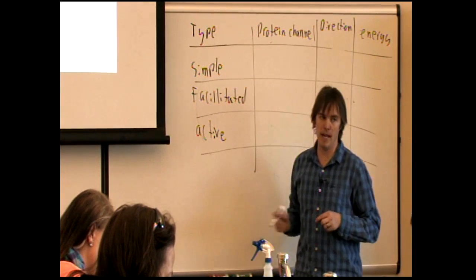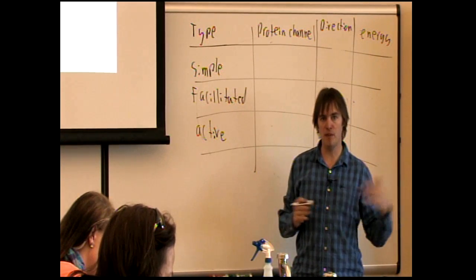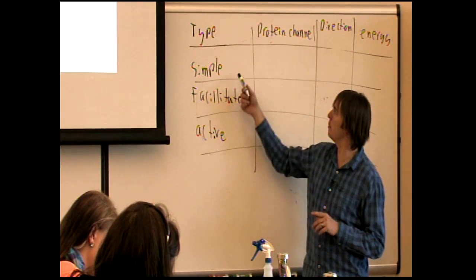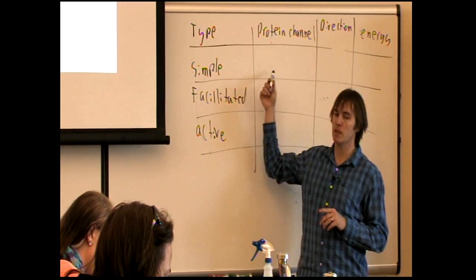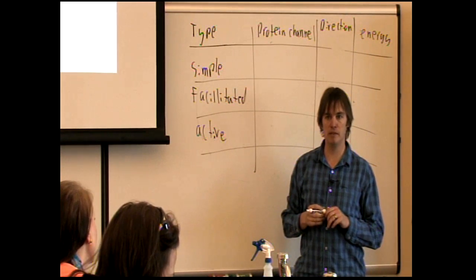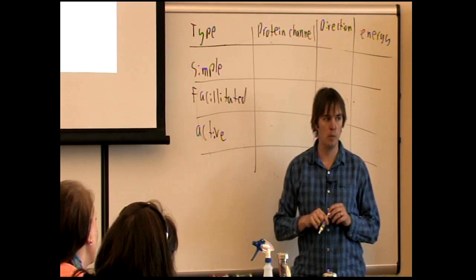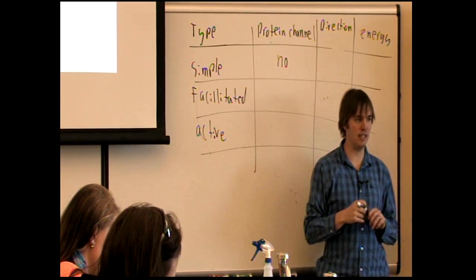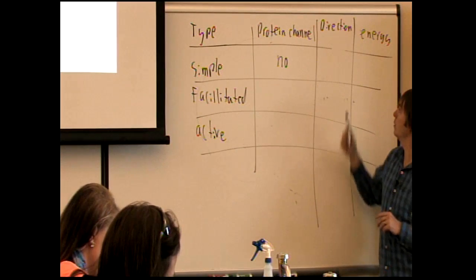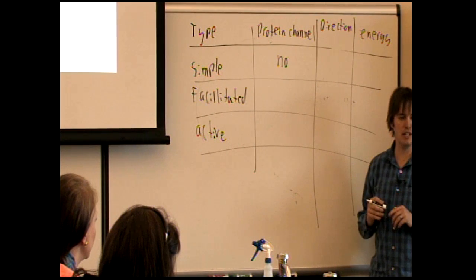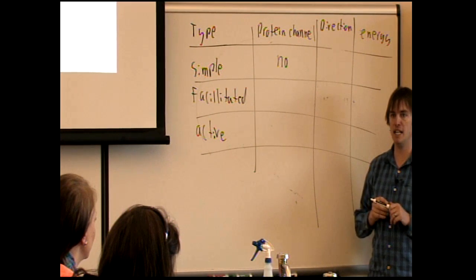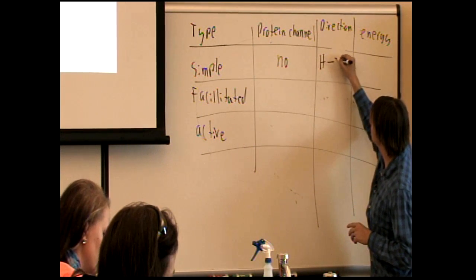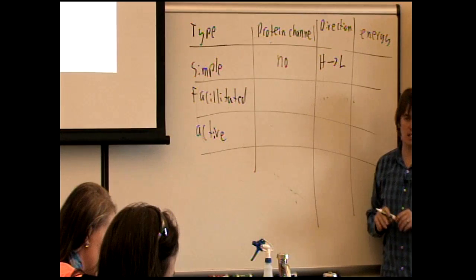All 3 of these are ways for the cell to move things in or out. So the first one is simple. Do y'all think there's a protein involved? Yes or no? No protein channels necessary. What about direction? High concentration to low or low concentration to high? So high to low. And does it take energy?